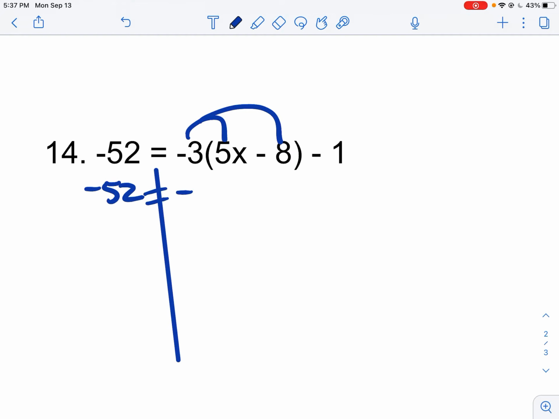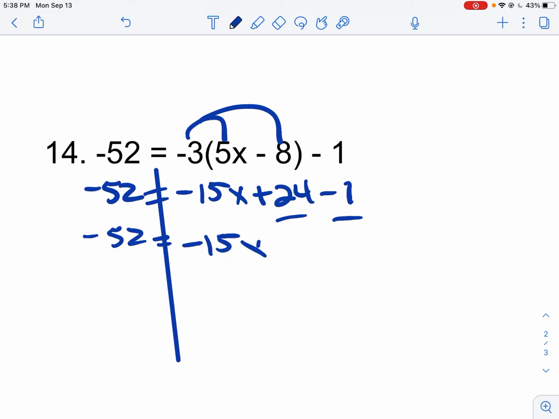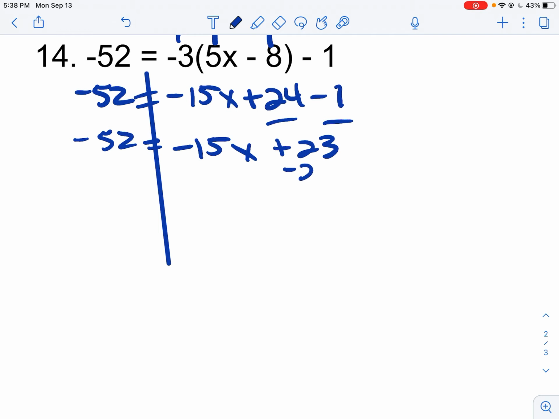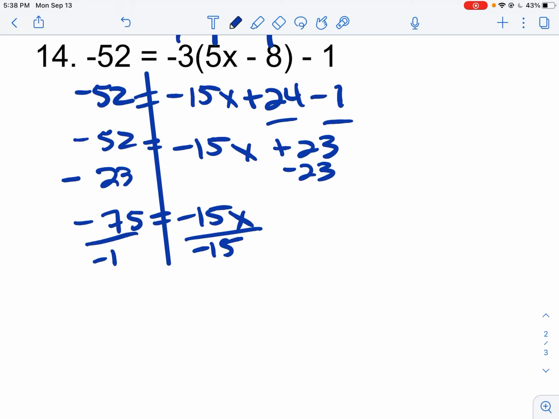I have negative 52. And then this would be, equal sign, negative 15x plus 24 minus 1. Combine like terms. Negative 52 equals negative 15x plus 23. Then I subtract 23 from both sides. Oops, helps if I write the 2 first. They have the same sign, so I'm going to add and keep the sign. So that's 75 equals negative 15x. I divide by negative 15 on both sides. And let's see. That would be 5 equals x.